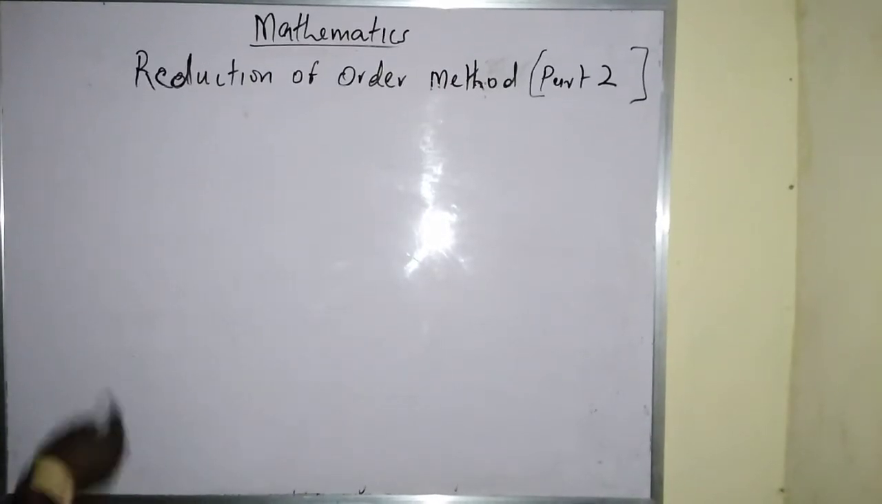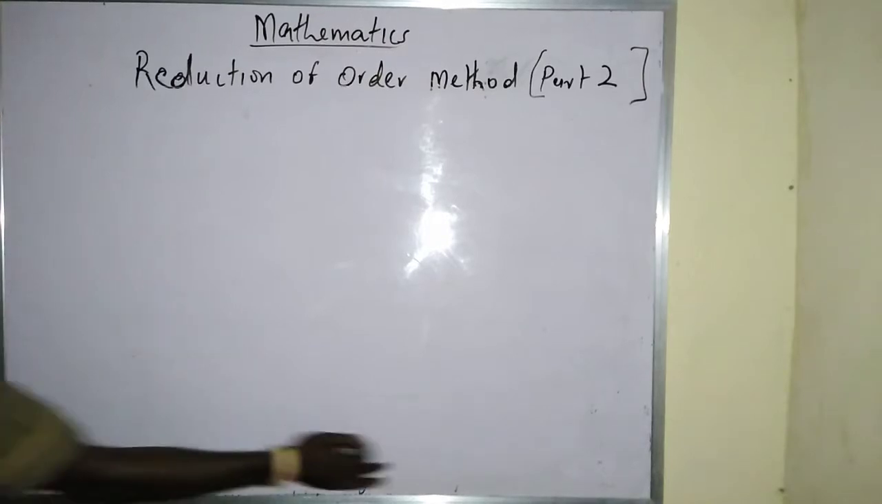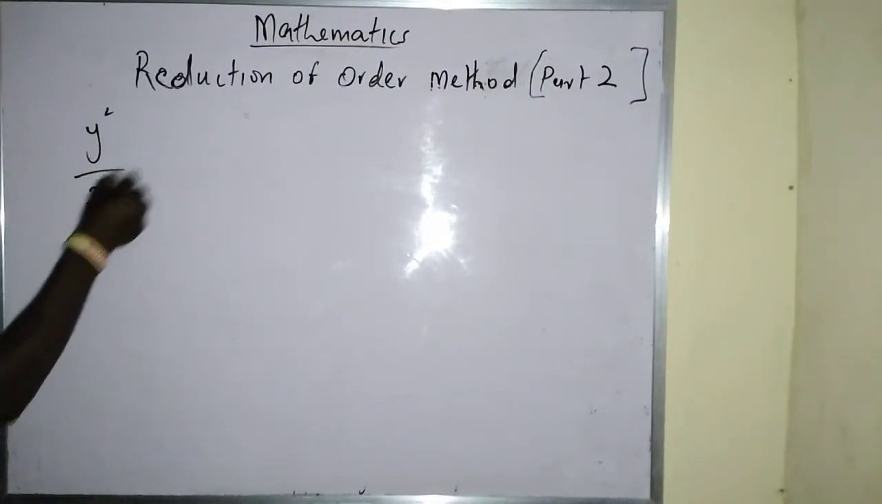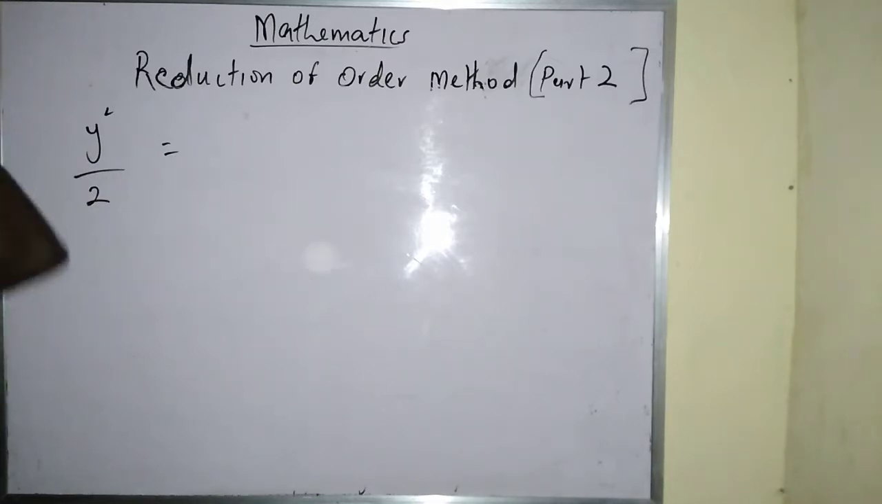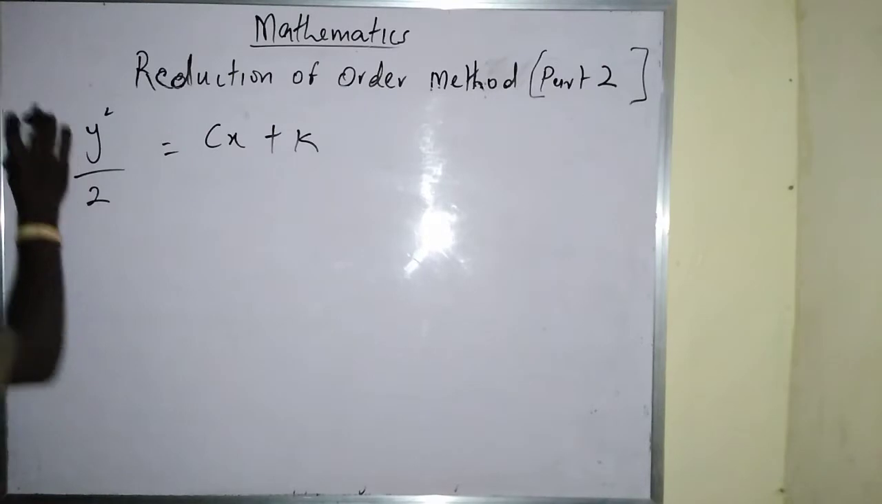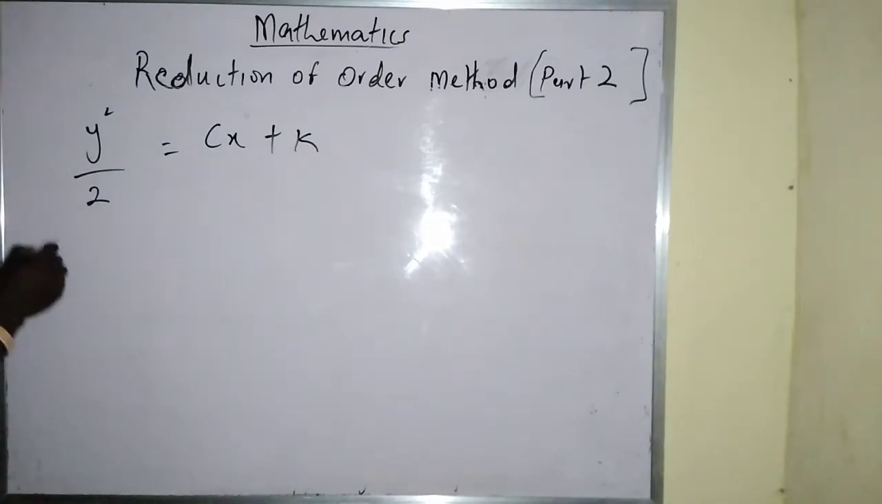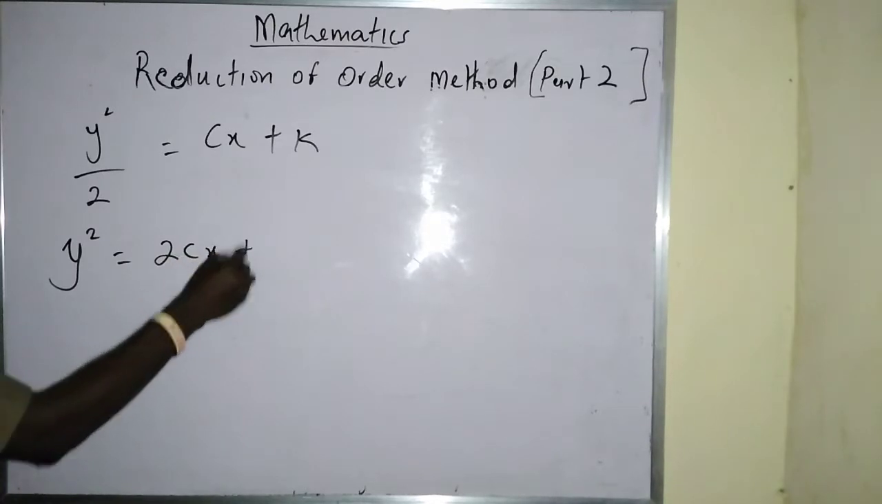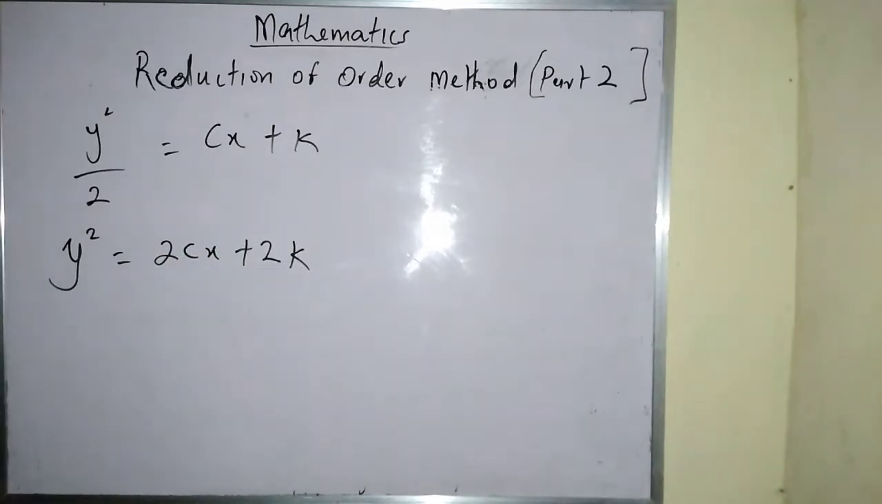Sorry, the last example I just wrote here was supposed to be y squared all over 2 equals c of x plus k. This is how it's supposed to be after I integrate. Sorry for that mistake, it's a silly mistake. It will be 2c of x plus 2k. Please, I'm very sorry for that.